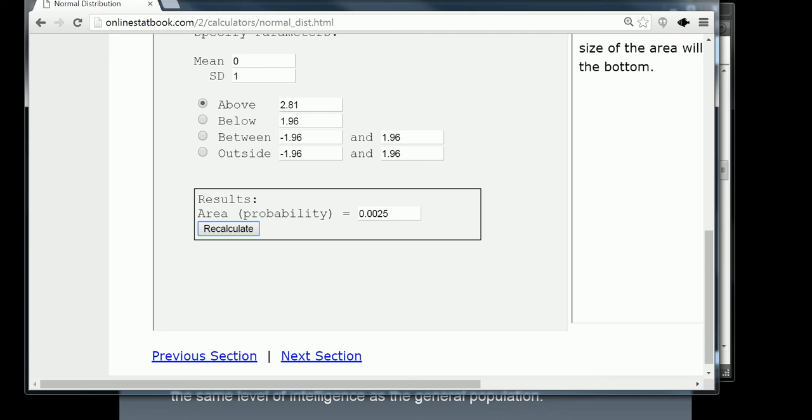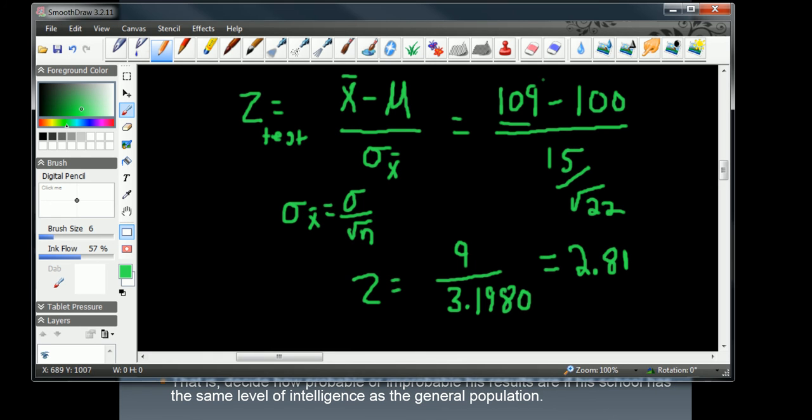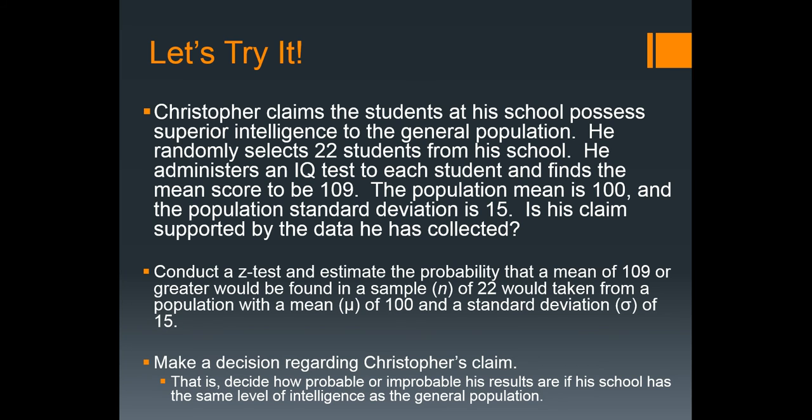It's like a quarter of 1% of the time that would happen if there really was no difference. If there really was no difference between the population that he sampled from and the general population, we'd find a result like this much less than 1% of the time. So what we would probably conclude is there is enough evidence to support his claim. There's enough evidence, even though there is still some probability that there's no difference between his population and the general population that he's comparing it to.